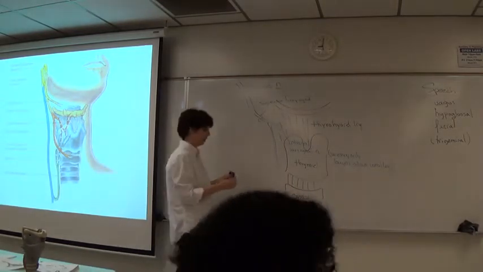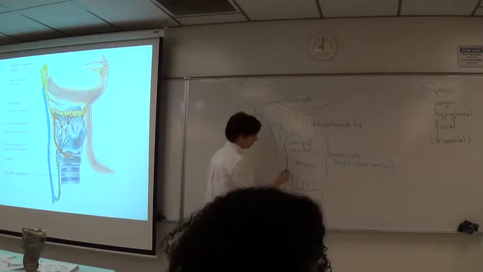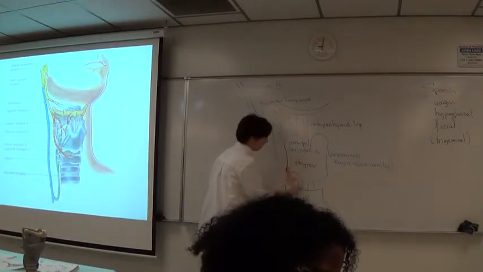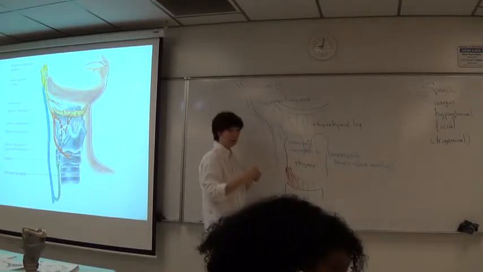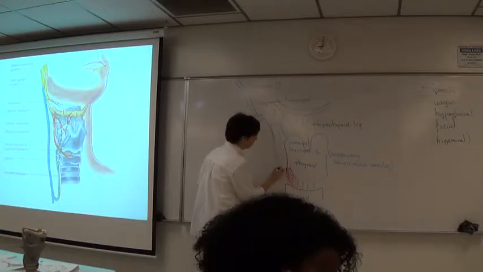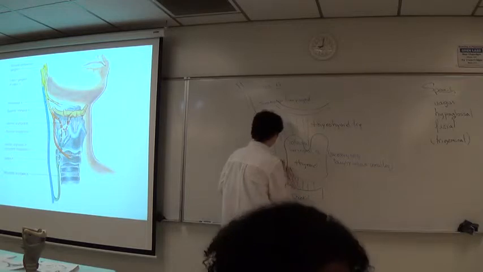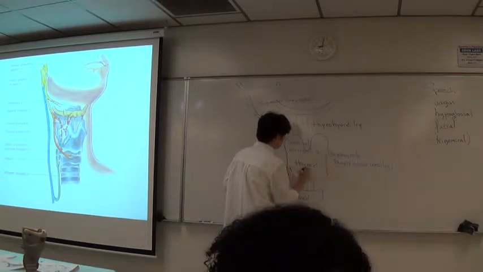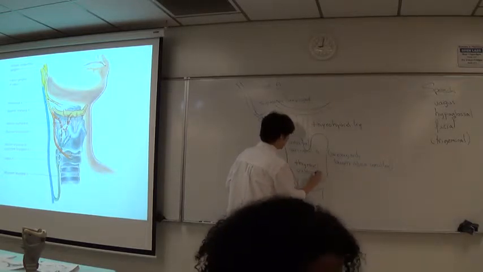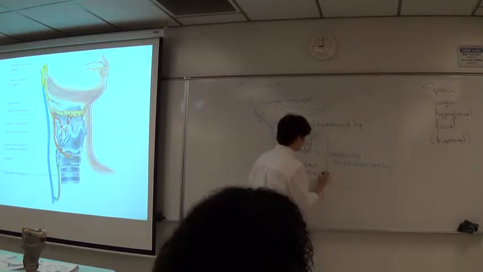The external laryngeal nerve is motor only, to the cricothyroid muscle. That's the only muscle it innervates.